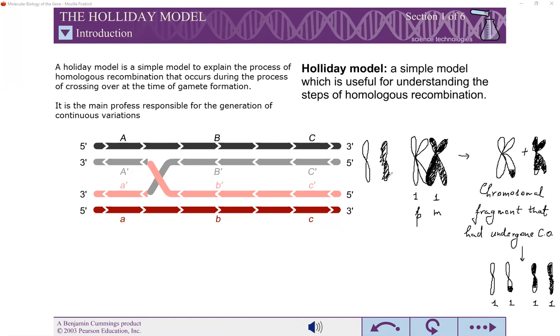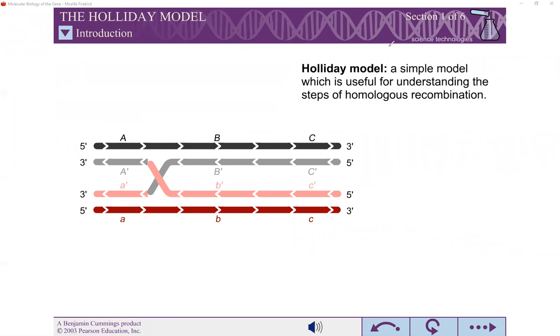See, 50% is parental type. This is parental, this is parental. These two are both recombinant. How are these recombinants produced? These recombinants are produced as a result of crossing over. Now, the process of crossing over is explained with a model that is referred to as the Holliday model. So without wasting any time, let us move forward with the Holliday model and try to explain how the Holliday model works. In the meantime, if you have any question, just message me.